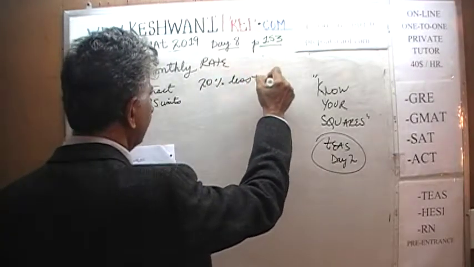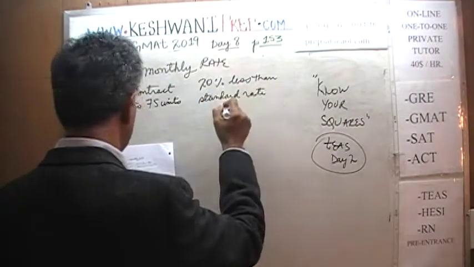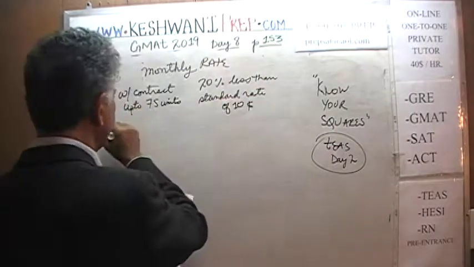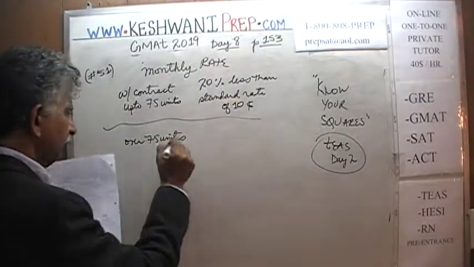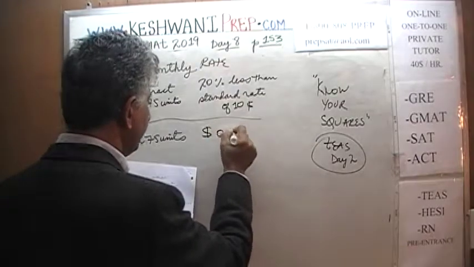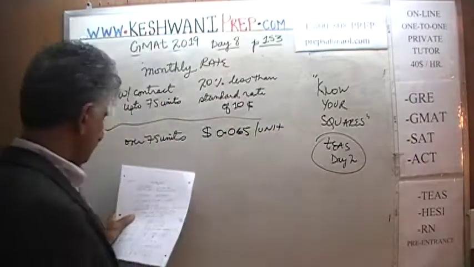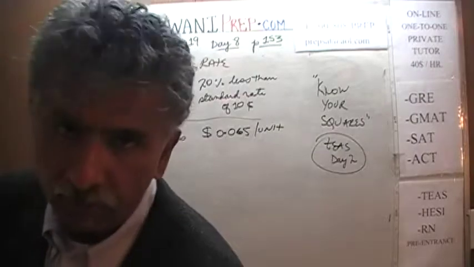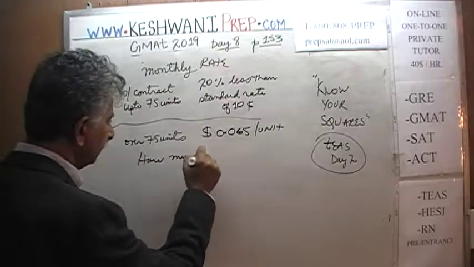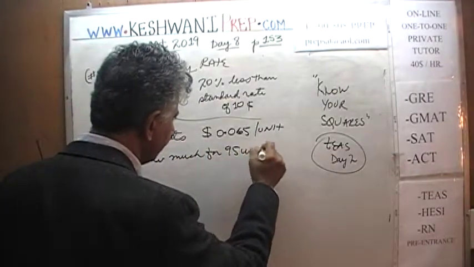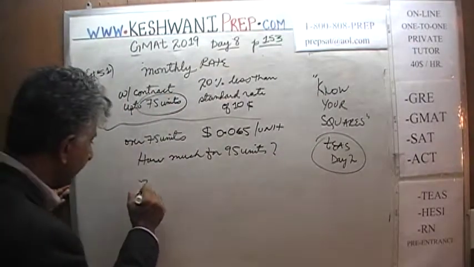20% less than the standard rate of $10. And over 75 units, if you go over 75 units, you will pay $0.065 per unit. The question simply is, how much am I going to end up paying for 95 units? Well, let's find out, shall we? We know up to 75 units, and this is with the contract, you understand? The problem tells you that it's with the contract.